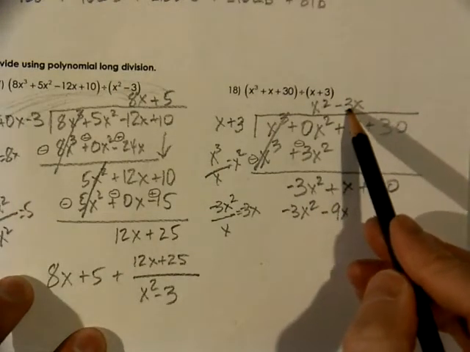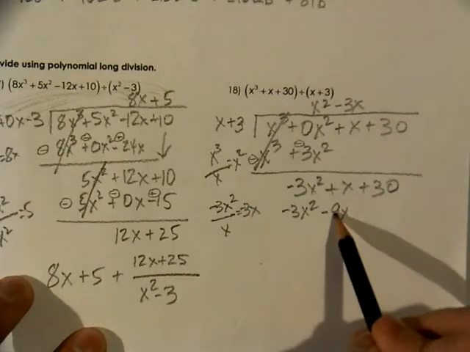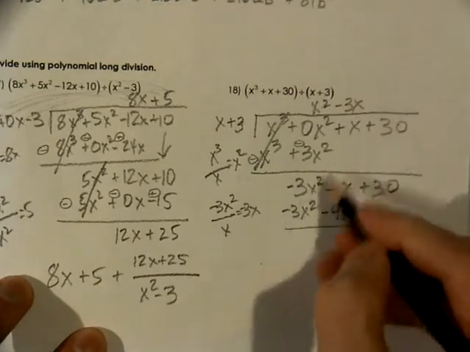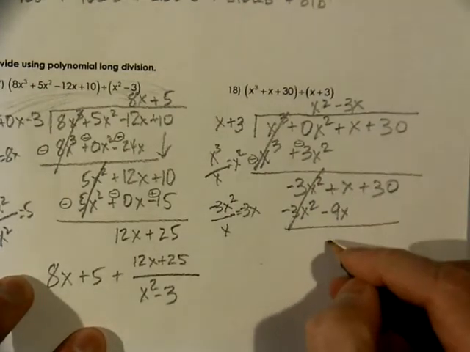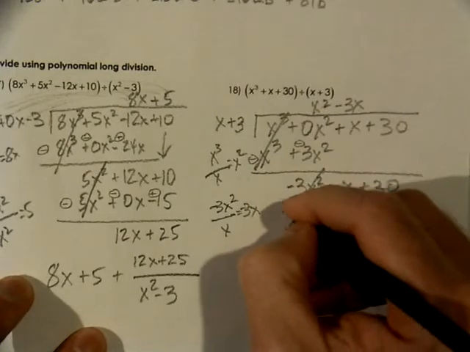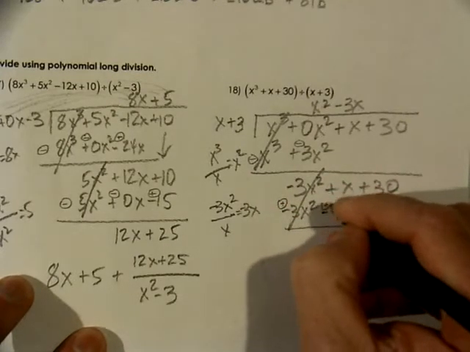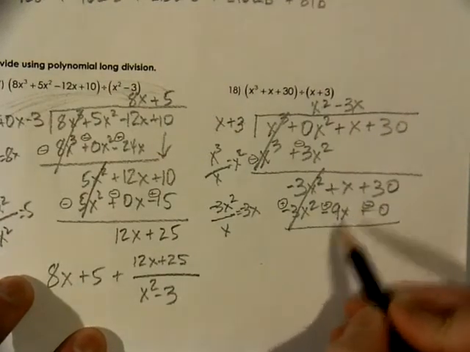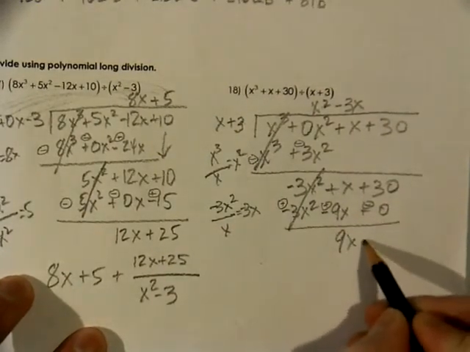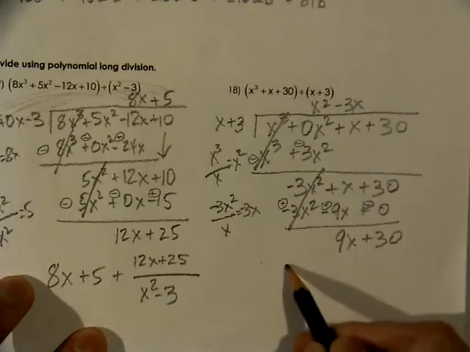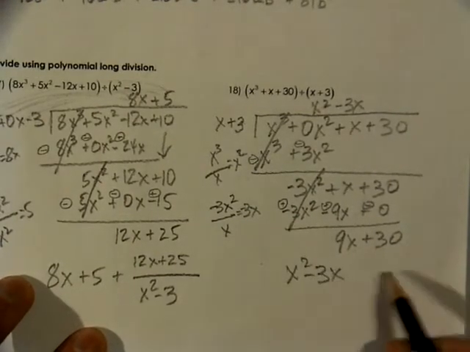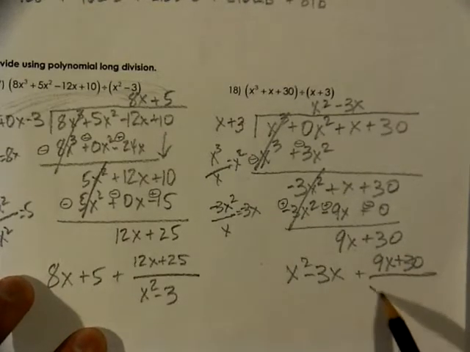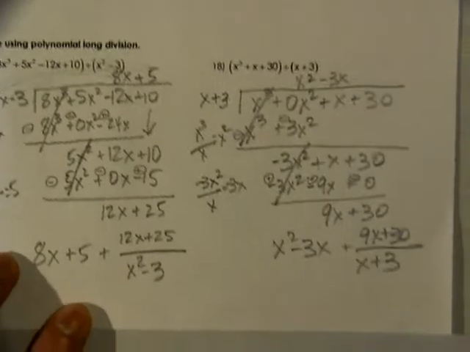So negative 3 times 3 gives us 9x. We have nothing to go in that last spot. So, well, we've got to change our signs. Don't move too fast here. So we get 9x plus 30. So x squared minus 3x and 9x plus 30 divided by x plus 3.